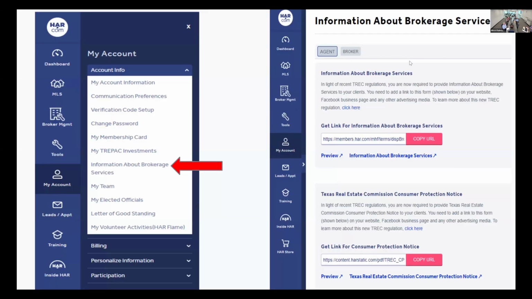Right, when you want to find the IABS and consumer protection notice, you're going to sign into HAR. Go to your account, which is going to give you this drop down information about brokerage services. When that opens, it shows you on this side. So here's the copy of the URL. You can click here and it'll give you a hard copy of it, so you can print it out.